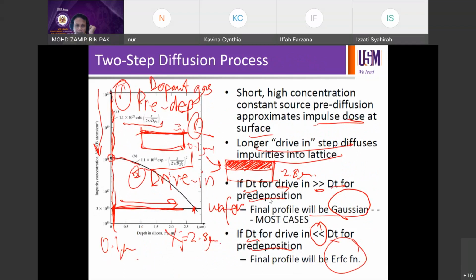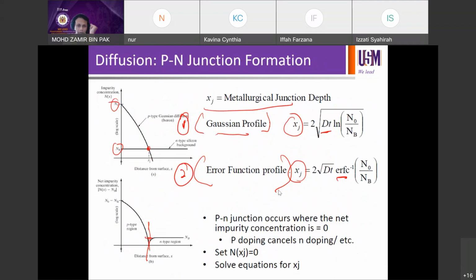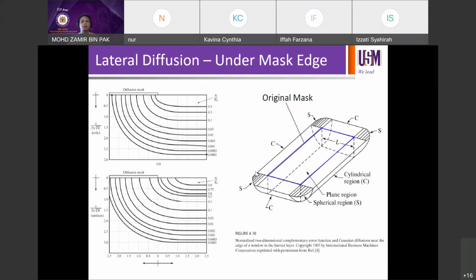Okay, if there is no comparison, it's just a pre-depth, then it will take the error function profile, which is equation number 2. So if you use xj from equation number 1, you will get a different junction depth, because you are working on a different equation. Right, clear? So let's move on to lateral diffusion.